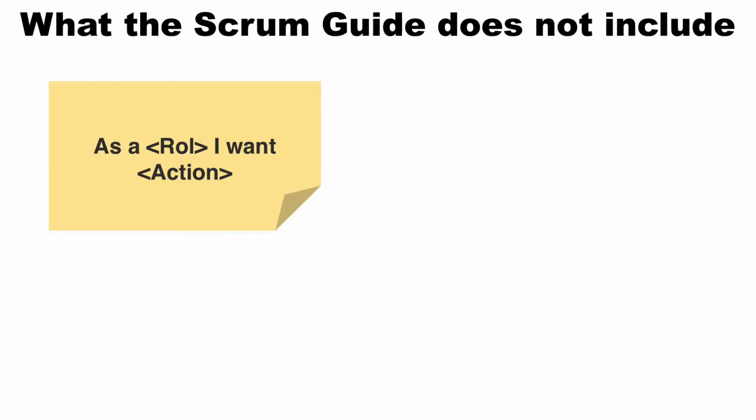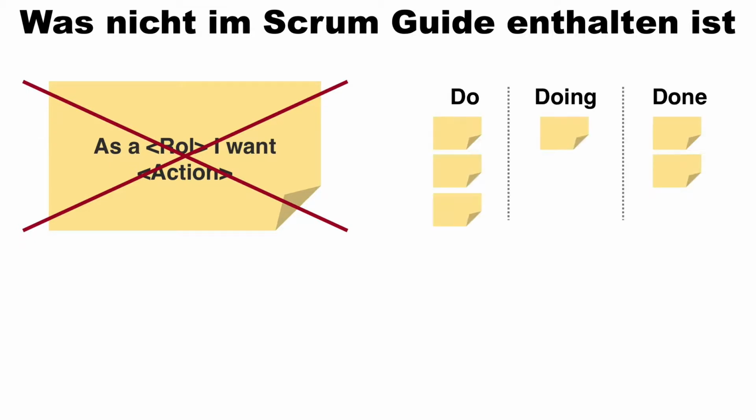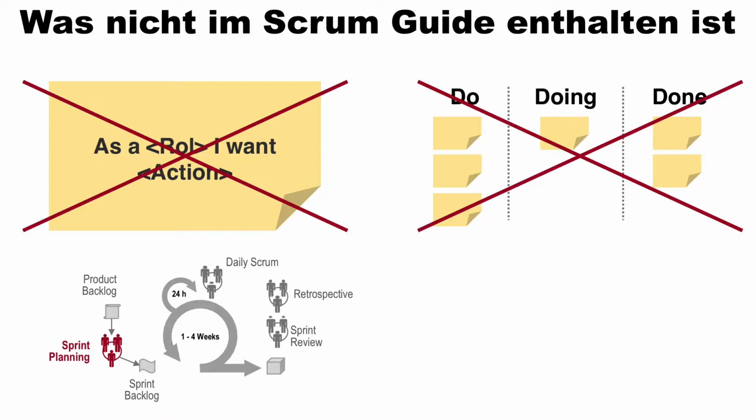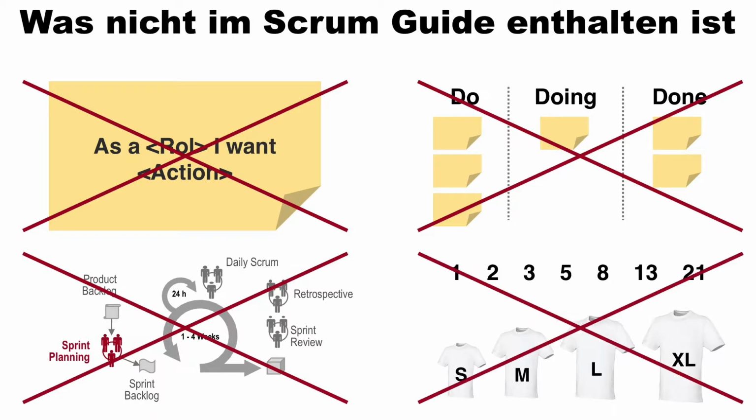Here are some examples of things that you will not find in the Scrum Guide. User stories that describe a certain scenario in which the user will benefit from the product, or the Scrum board with its 3 columns of do, doing, done. Also not included are certain procedures within the Scrum ceremonies, for example, how to organize a sprint planning. Even agile estimating with story points or t-shirt sizes is not included in the Scrum Guide.